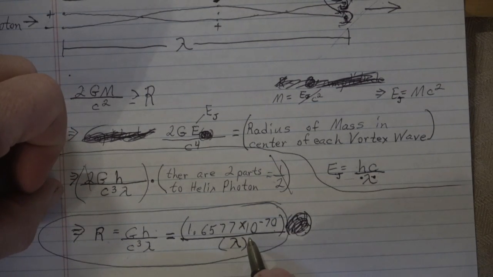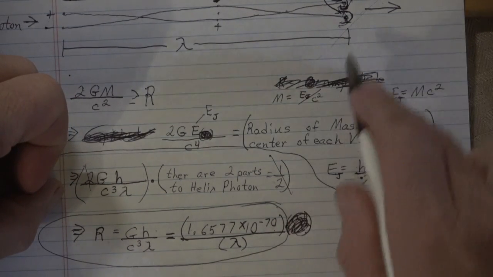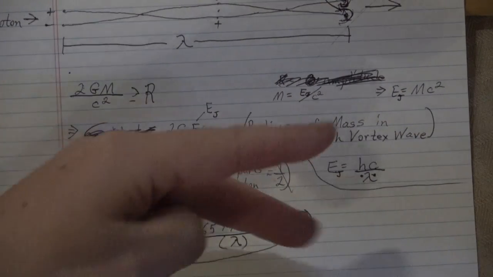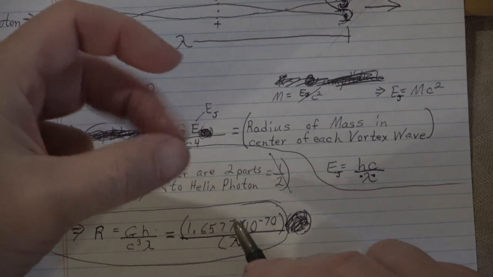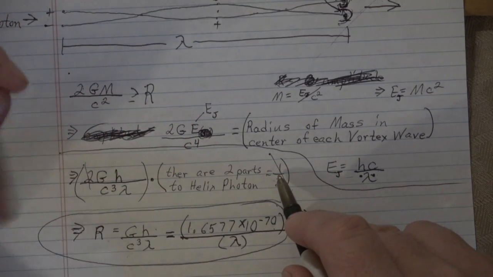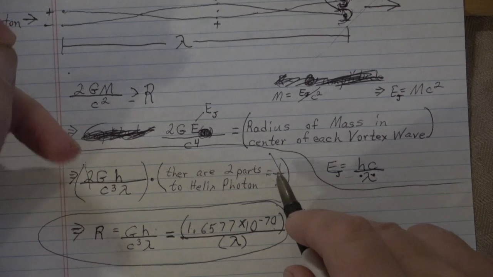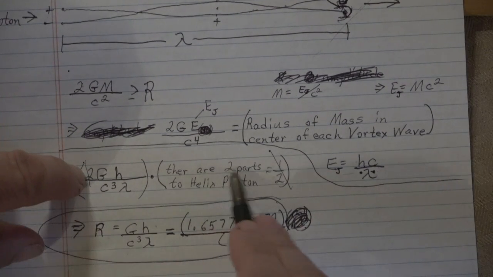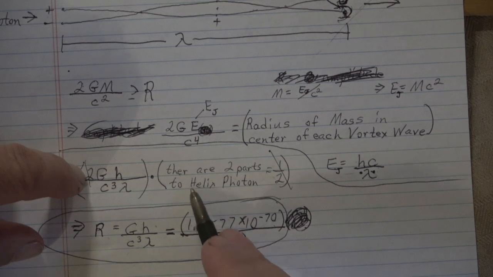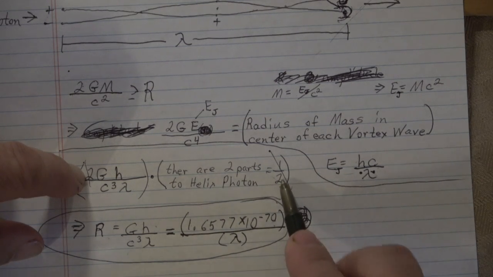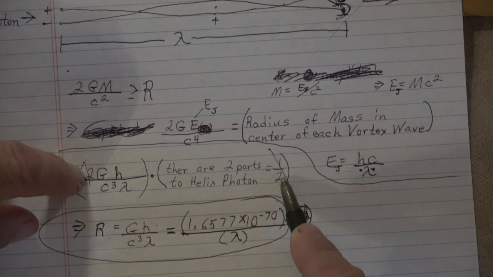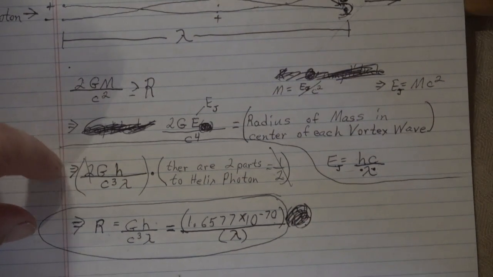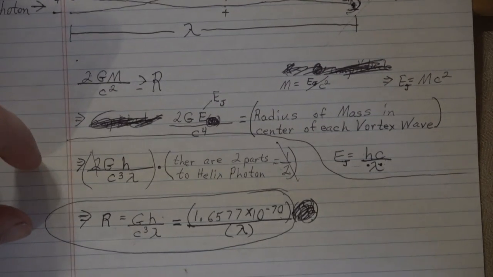One part that I did miss on this is the photon has two parts to it, a positive and a negative charge, as they go down, and each one of these two parts, I'm looking at the radius of only one of them, so it's 1/2, and that's how I knocked off the two. There are two parts to a double helix photon, and so I'm looking at half the energy involved. And that concludes my paperwork for this one.